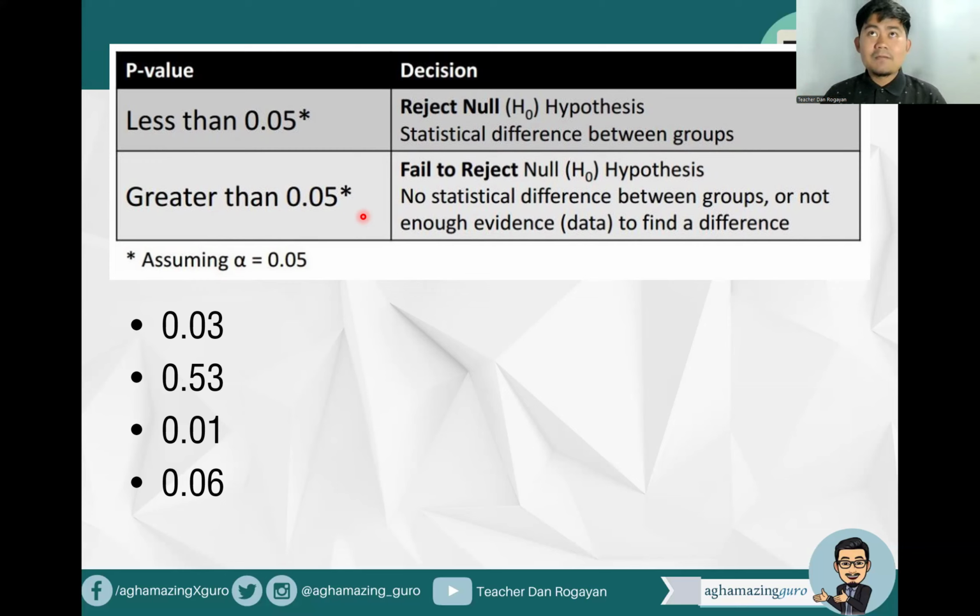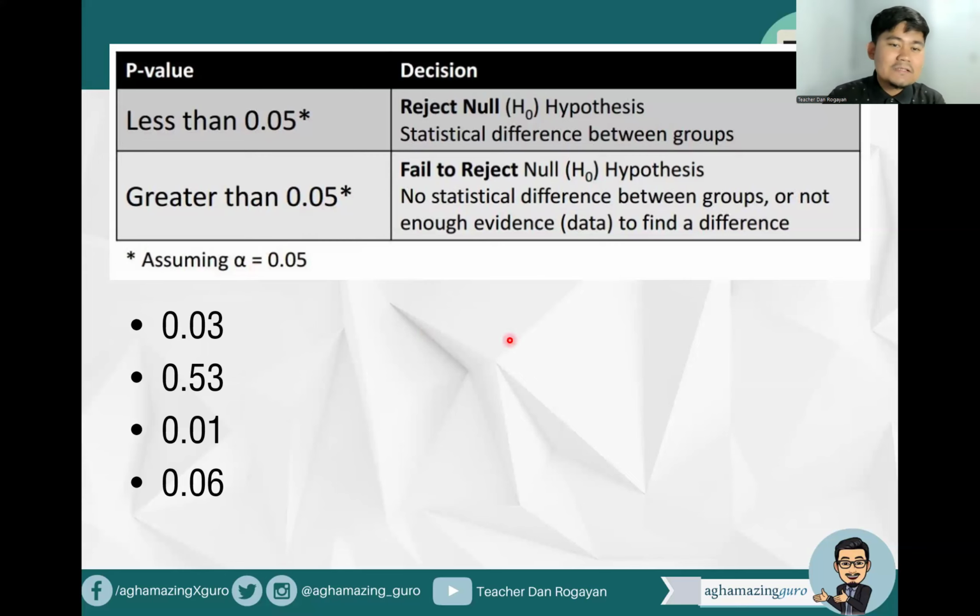In the board exam, they might use accept the null hypothesis or fail to reject. Meaning, if you fail to reject the null hypothesis, or you accept the null hypothesis, what does that mean? There is no significant difference, right? So for 0.06, 0.07, 0.08, you accept the null hypothesis. What's the decision? No difference. There's no significant difference between groups.